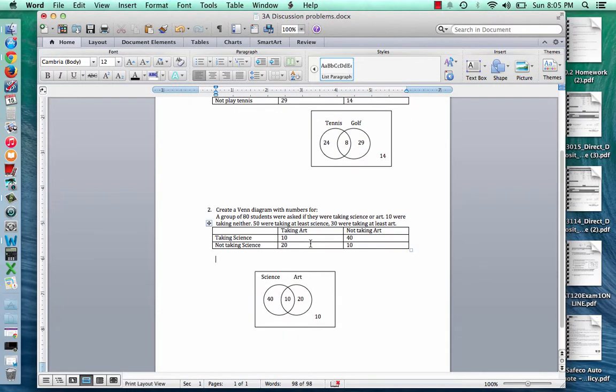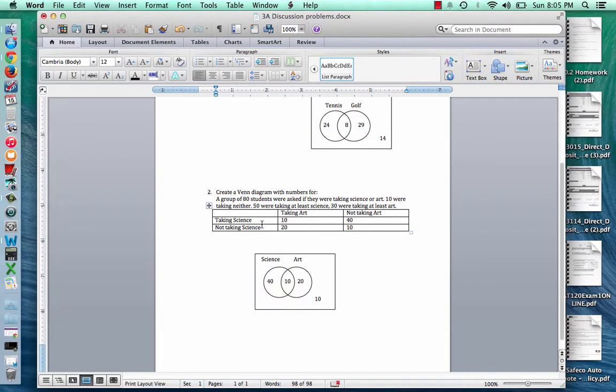A very typical mistake to make, say on number 2, is to put the 50 that were taking at least science right there in the science on the left side. But remember, this 40 are the people that are taking science but not taking art. So when we know that 50 are taking at least science, this science circle has to add up to 50. I was using those ideas to build up the table. Remember, 30 are taking at least art, that means that the art circle adds up to 30, not that this number on the outside is 30.